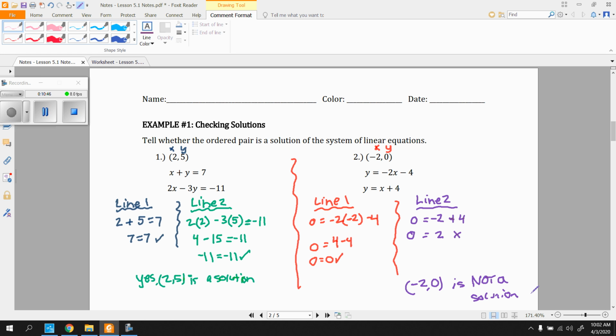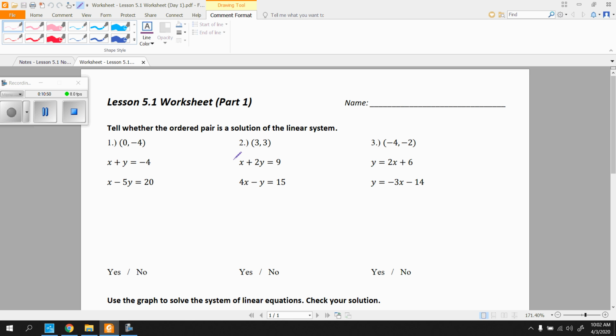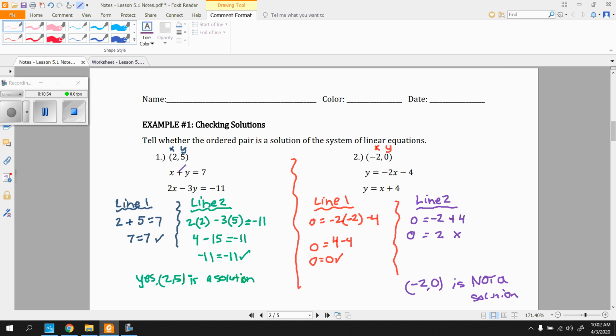Okay? So, that's what you're doing for the first 3 problems of the homework. You're checking an ordered pair to see if it's a solution. Showing your work. You can use your calculator for these portions, but not just this part of it though. I want to see your plug-in. I want to see your work. I'm not asking for a lot.